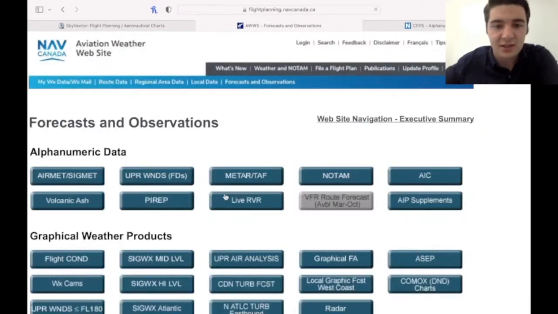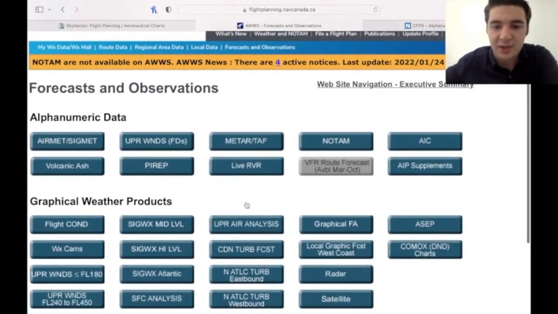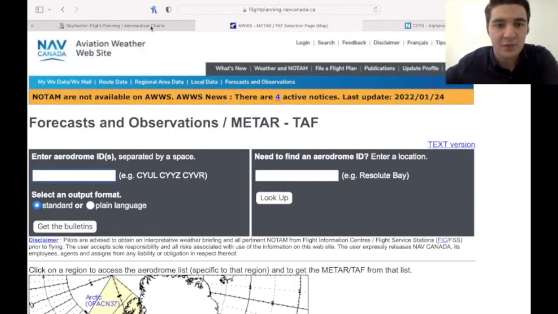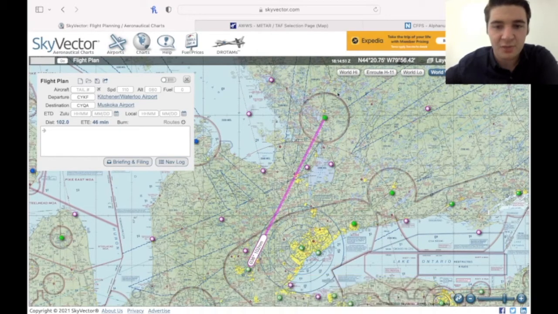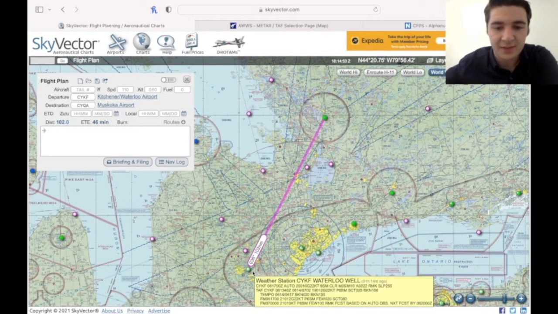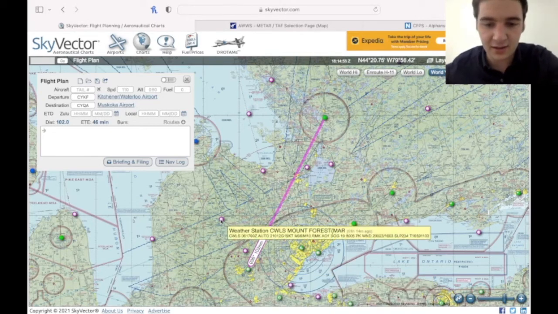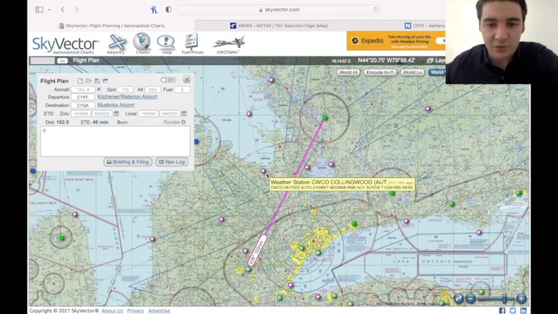So that gave us a good overall picture of what's happening in the area. Now we want to refine that specific to our flight route. So we're going to look at some METARs and TAFs. And if we look at our route on the chart here, out of Kitchener, we want to build a circle around your flight path and get a good idea of what's going on with the weather.